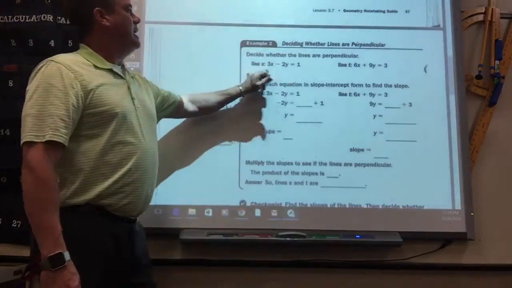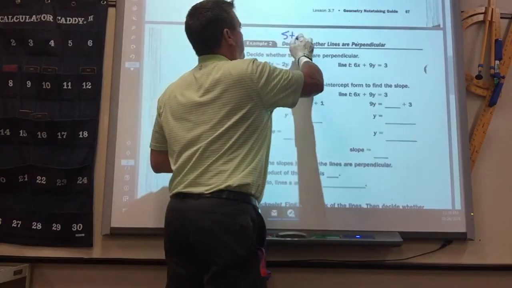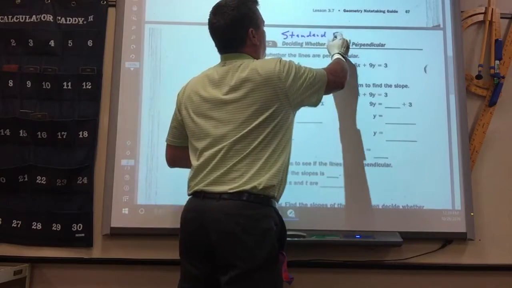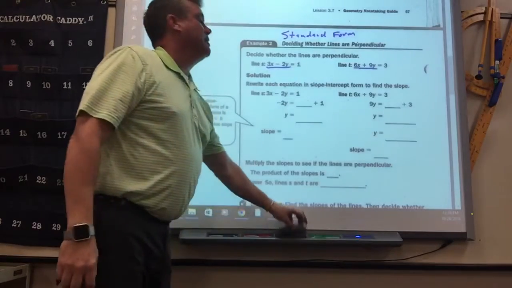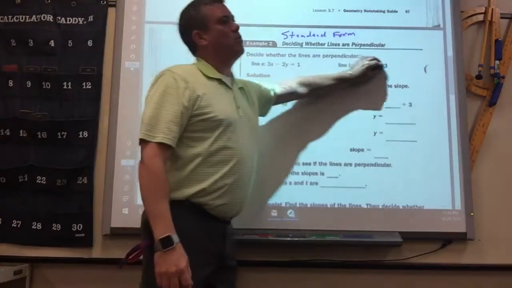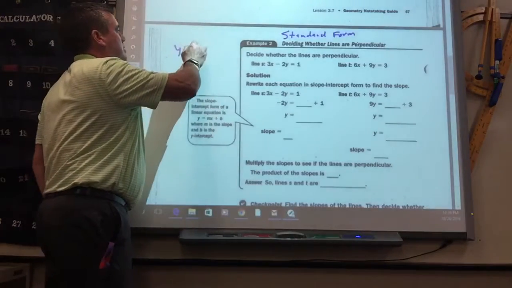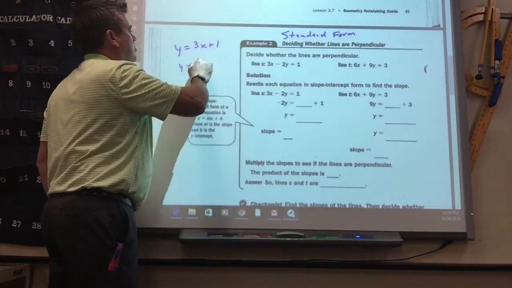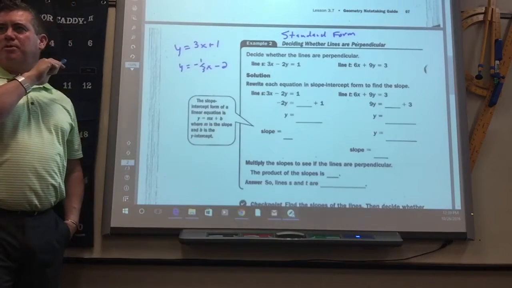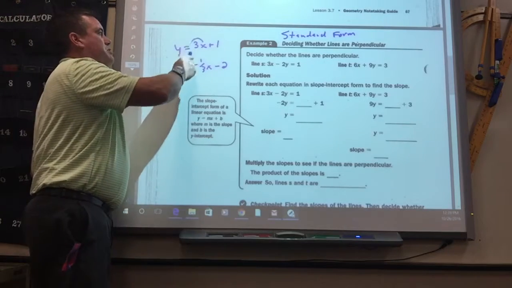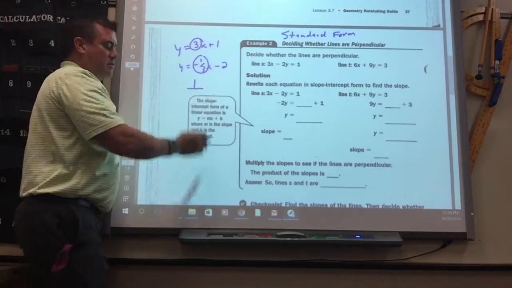So, here we've got two lines that are written in standard form. Standard form is where the x and y are on the same side. So, it's a little bit more work to figure out the slopes of these. If they were written like this, you could just look at this and see that these two lines would be perpendicular, because this slope is 3, this is negative 1/3. So you'd say yes, they're perpendicular.